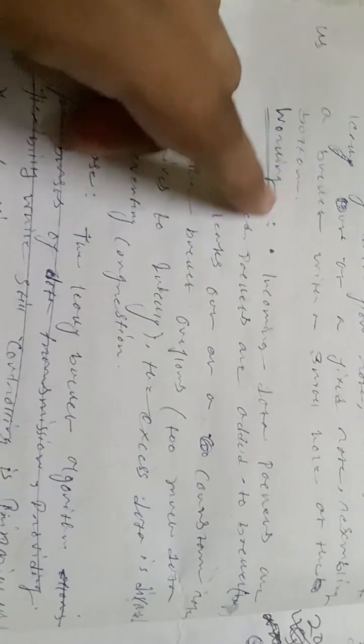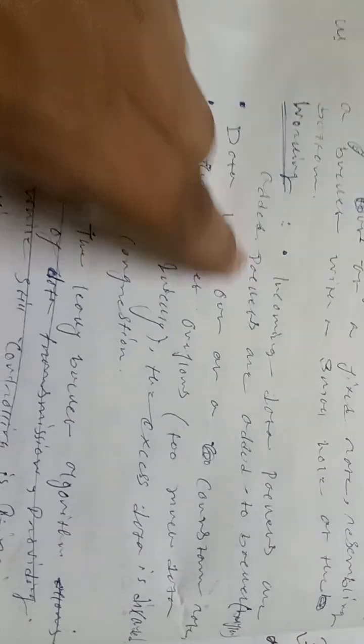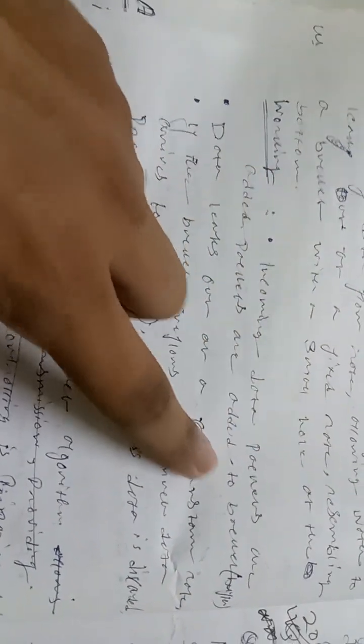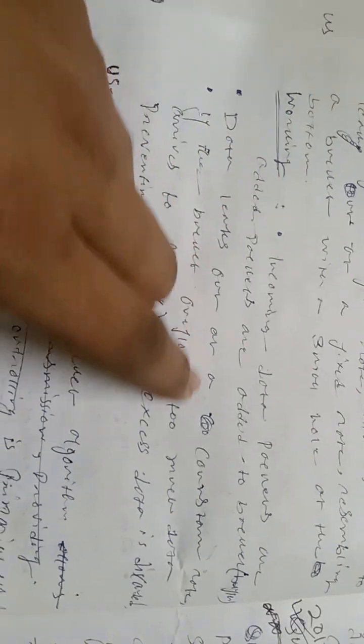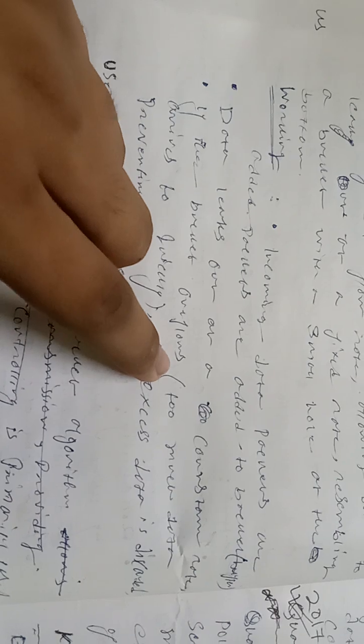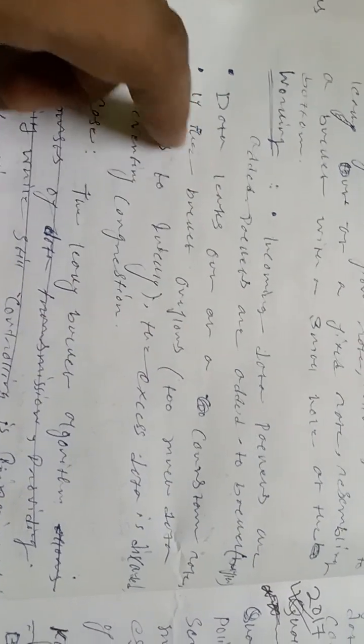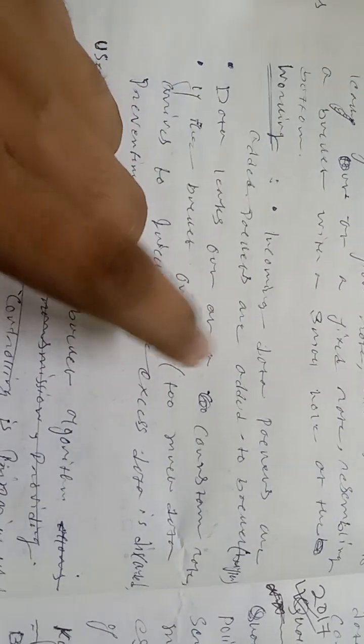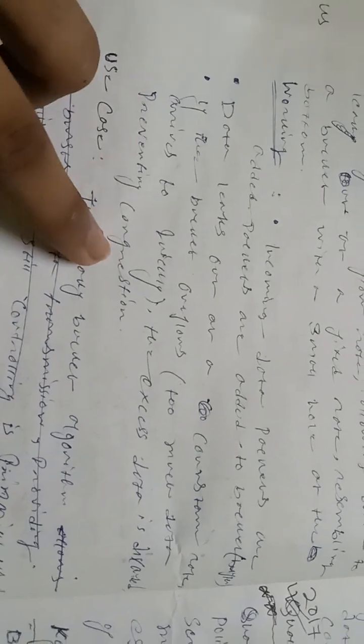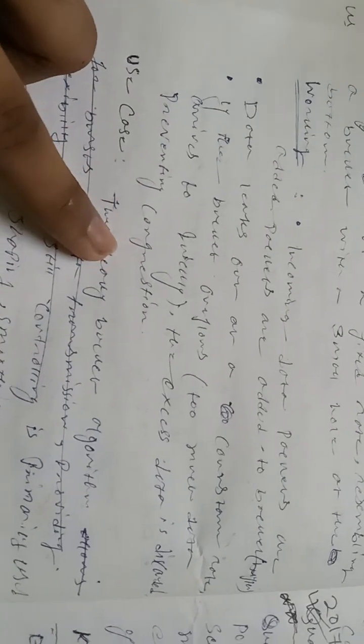The working of the leaky bucket is: incoming data packets are added to the bucket or buffer. Data leaks out at a constant rate. If the bucket overflows, which means too much data arrives too quickly, the excess data is discarded, preventing congestion.